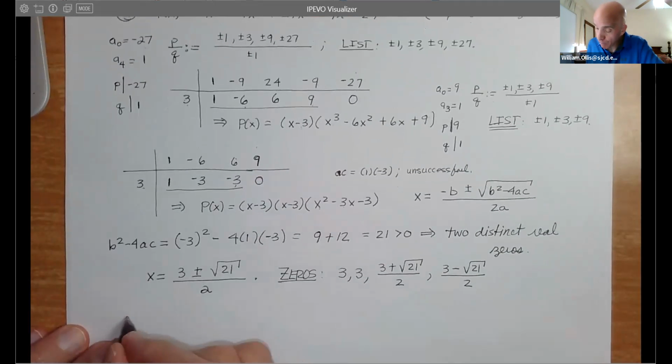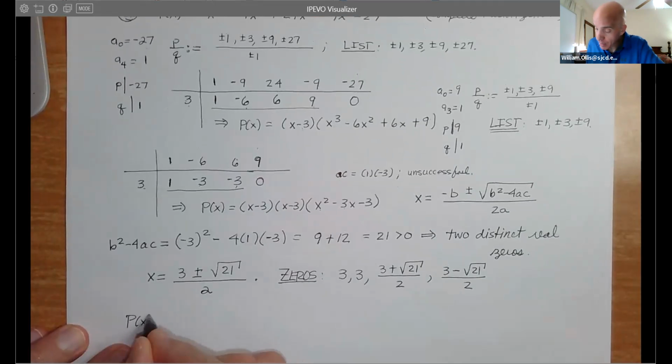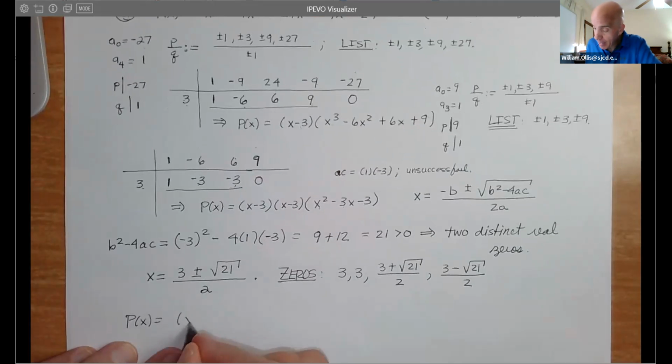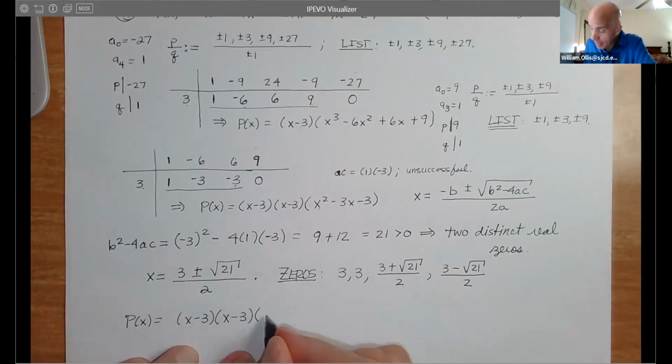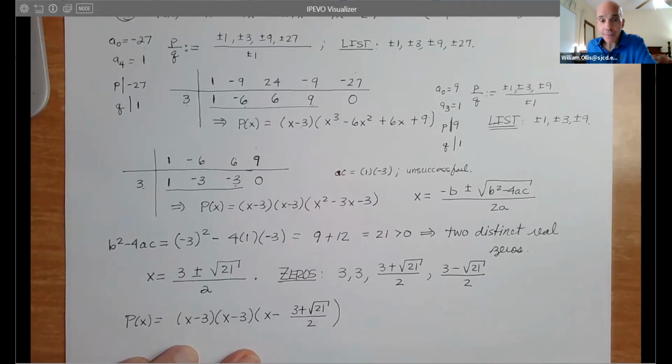So now we can do complete factorization. P of x will be x minus 3, x minus 3, and x minus the first one, 3. Use your fraction bar, use your WebAssign fraction bar, just like that.